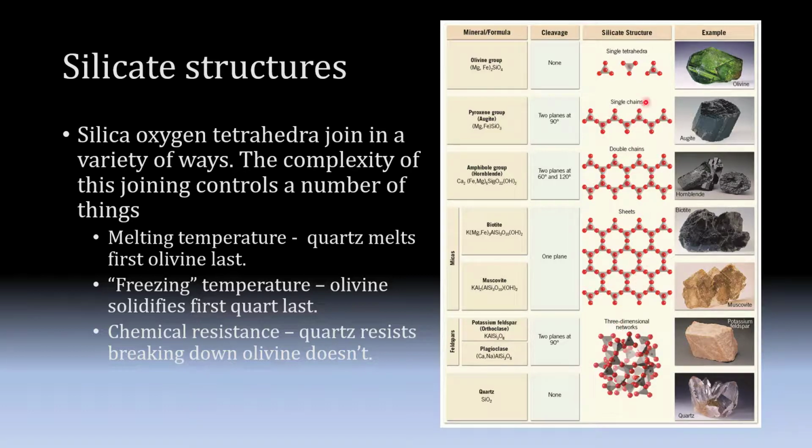This controls how explosive your volcano is going to be. If your volcano has a lot of these structures, it's going to explode. If your volcano has a lot of these structures, it's going to ooze, like, say, Hawaii, right? If your rock is made out of a lot of these structures or these minerals, it's going to chemically break down very quickly. If your rock is made out of these structures, it's not going to chemically break down very quickly.